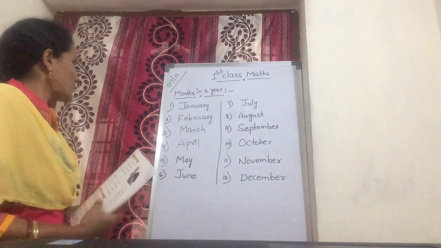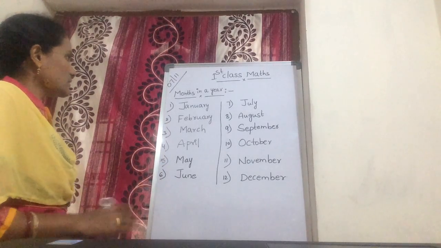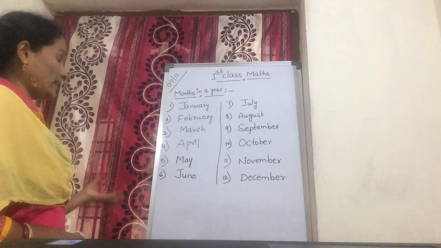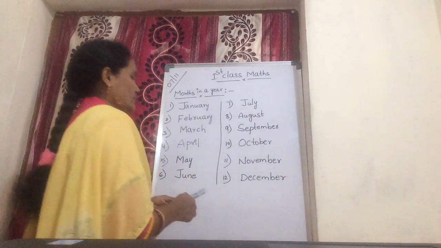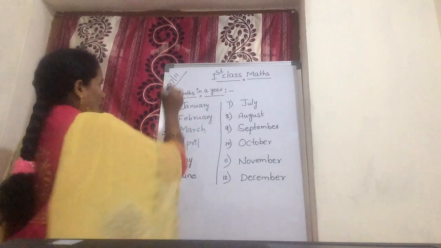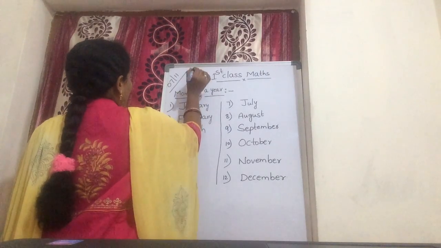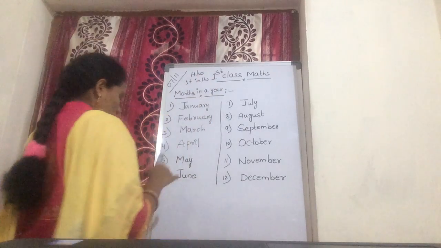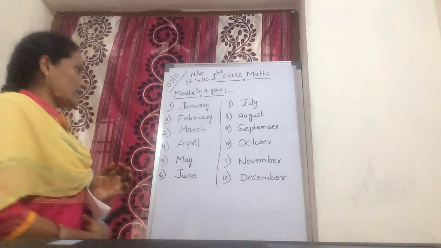Now read these, children. First of all, copy in your classwork and practice well, and read and learn the spelling also. What is today's homework, children? These 12 months in a year. Write down in your homework book one time. Okay, what is your today's homework? Months in a year.